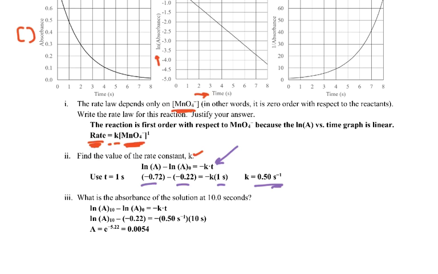Well, similar thing, we're still going to use the integrated rate law. Okay, so we're looking for this value here, the A at 10 seconds. We know ln of A at 0, it's the 0.22. We know the value of k, we know that t is 10 seconds. So we substitute all those in, get a number here, and then we have to undo the natural log, so we take e to both sides. So when we're done, we get 0.0054 as the absorbance at 10 seconds.